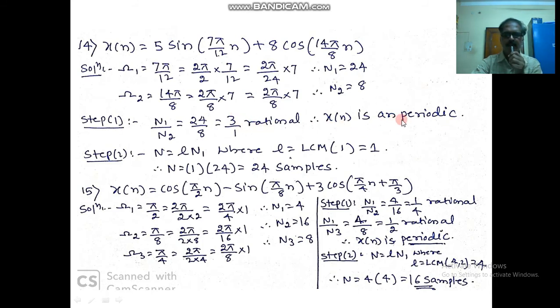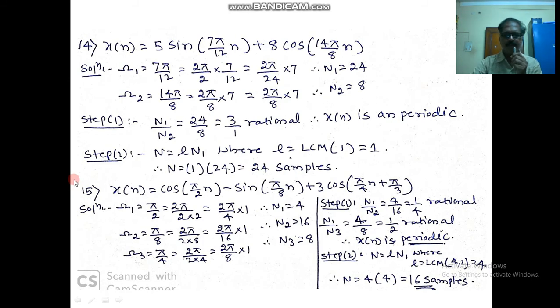Once it is identified as periodic, how do we find its fundamental period? By using step 2. Its formula is capital N equals L into N1, where L is the LCM of the denominators of the ratios. How many ratios do I have? Only one ratio. The denominator value is 1. The LCM of 1 is 1, that is the value of L. Substitute the value of L in this equation. Capital N equals L equals 1, into N1. What is N1? N1 is 24. 24 ones are 24 samples.